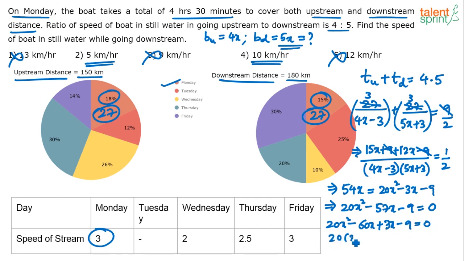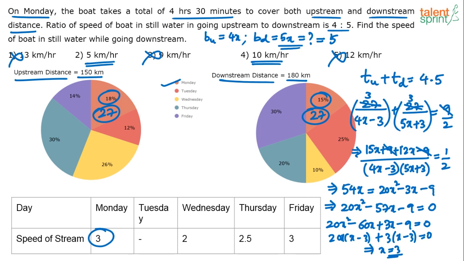So if you take 20x common, we get x minus 3. If you take 3 common, we get x minus 3. So x is either minus 3 by 20, which is not possible, or x is equal to 3. Yeah, so x is equal to 3. What is he asking us to find out? Find the speed of the boat in still water while going downstream. Downstream speed is 5x. So 5 into 3, 15 should be the answer, which is not there in the options.